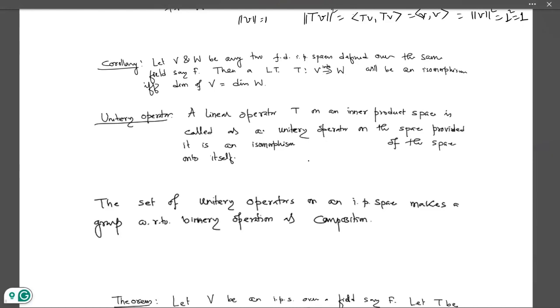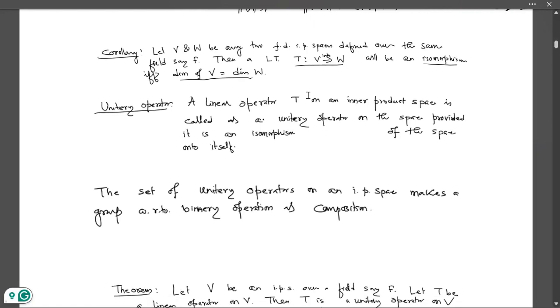You understood this? If you assume isomorphism, then dimensions are the same. This is obvious, right? Because the orthonormal basis will go to an orthonormal basis. So dimensions are the same. If dimensions are the same, then this is a morphism of inner product spaces. It is anyway one-one. Okay. So because dimensions are the same, it is onto also. That is why it becomes an isomorphism.